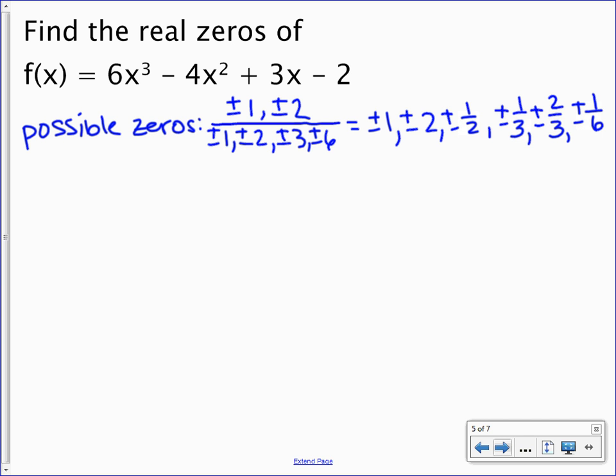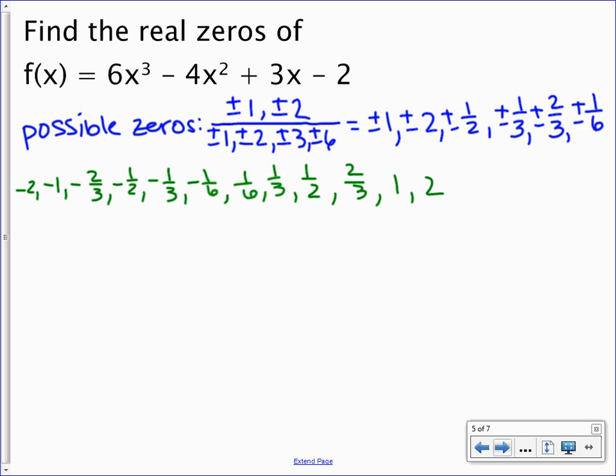Okay. Now, you're probably not going to do this on your paper, but I'm going to write all of these out in order so we can visually see what's happening. Okay, so our smallest number is -2, and then -1, -2/3, -1/2, -1/3, -1/6, 1/6, 1/3. And you don't have to do this, I'm just doing this for effect here. Did I get them all? Okay.